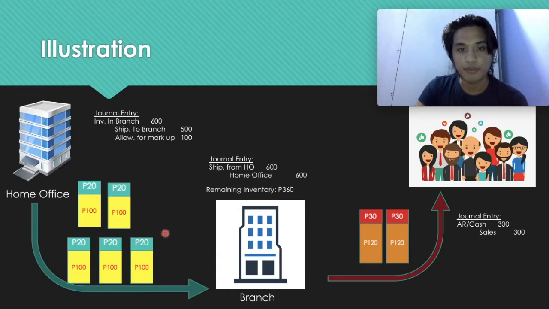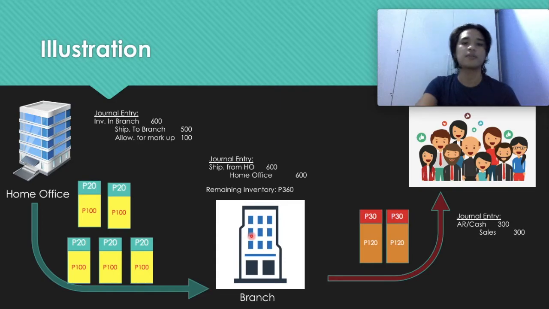Now, the branch will record in its ending inventory 360, because you have 120, 120, 120, adding up to 360. The other two were already sold to external customers. So how will it affect our financial statements? Or what is then the true net income of the branch?